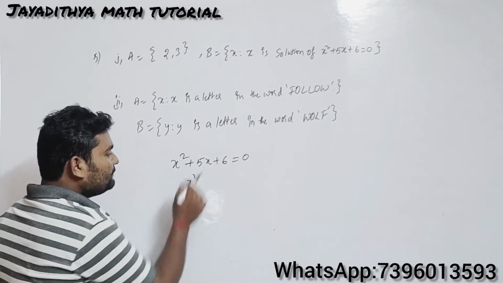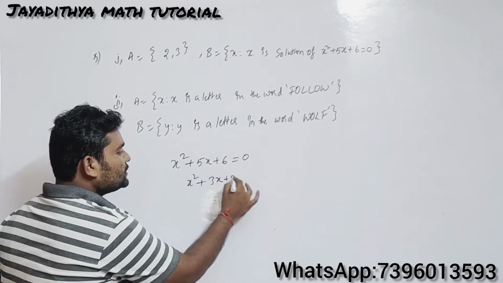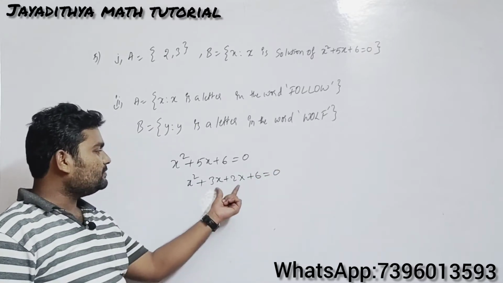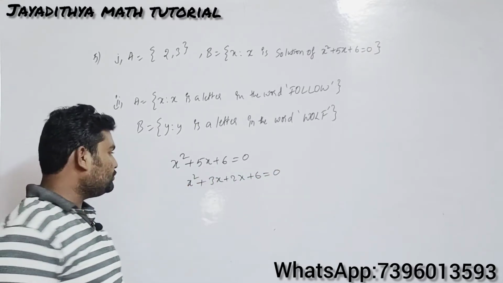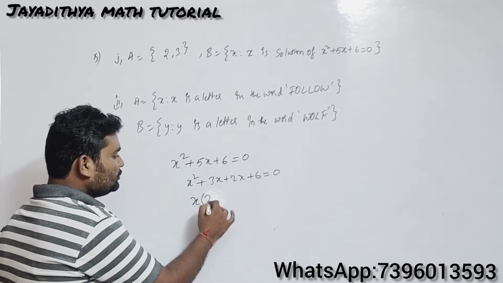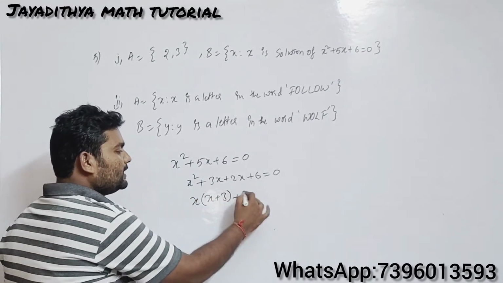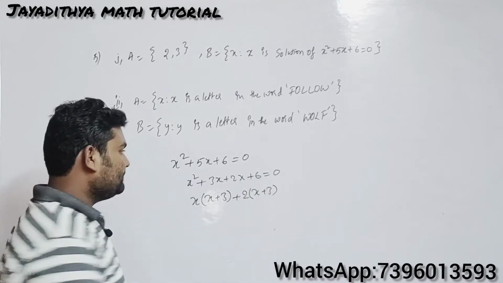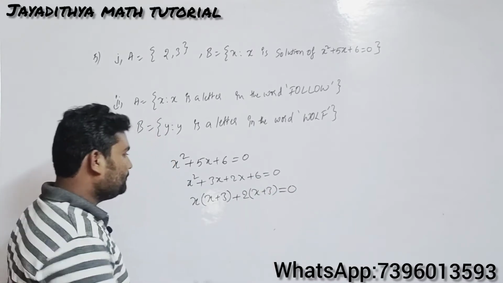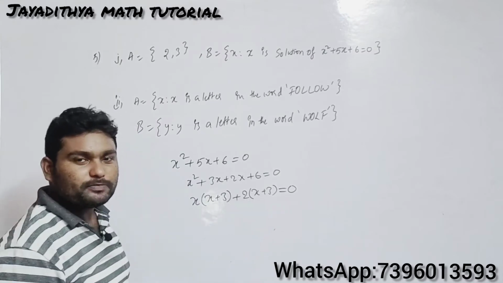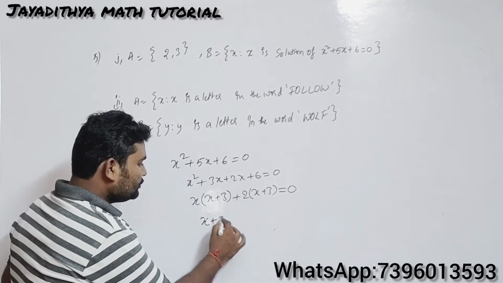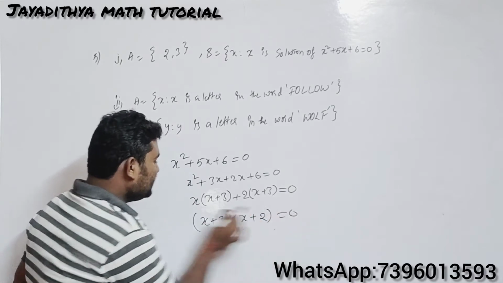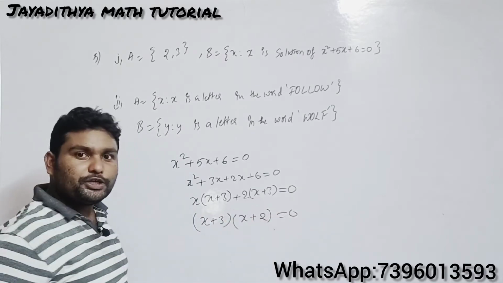So I am writing 5x as 3x plus 2x, plus we have 6 here, that is equal to 0. 5x is nothing but 3x plus 2x, and take x common in the first two, that is x plus 3, and 2 common in the next two, that is again x plus 3. Why? Because 2 threes are 6. So which is equal to how much? 0. And here you have x plus 3, here also you have x plus 3. Take x plus 3 common. So if you take x plus 3 as common, you will be left with x plus 2. In this term you have x, and in this term you have 2.